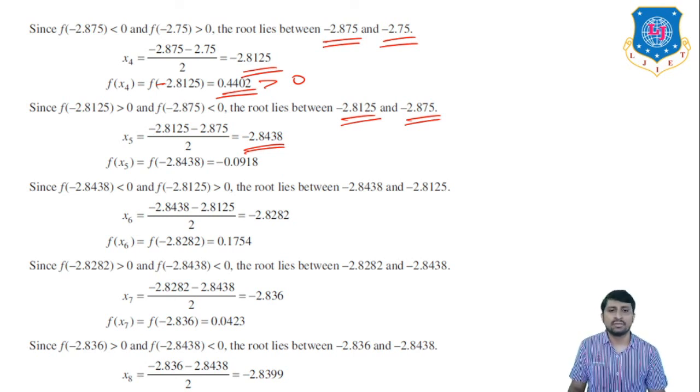Continue this process until you get almost the same answer. Here you can see minus 2.836 and here minus 2.8399. Okay, so almost up to 2 decimals, you get the same answer. So this is your final answer for this particular example. So in today's session we discussed the bisection method and solved some important examples. So thank you.